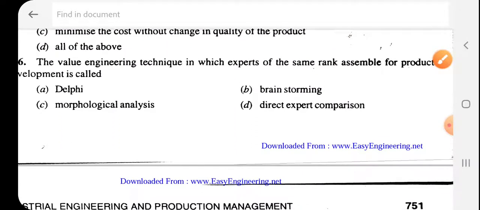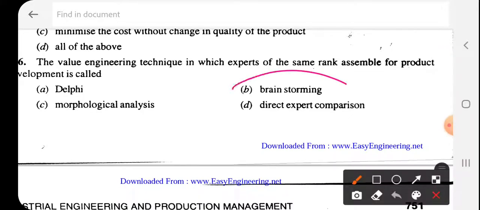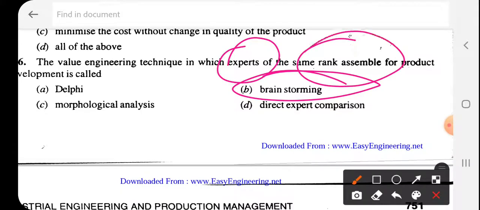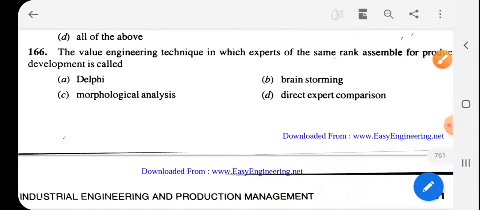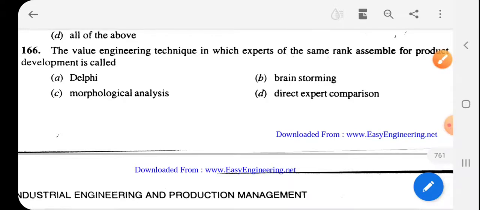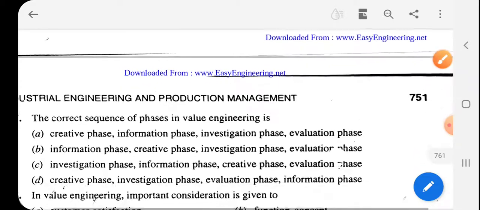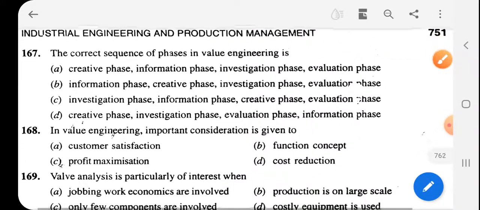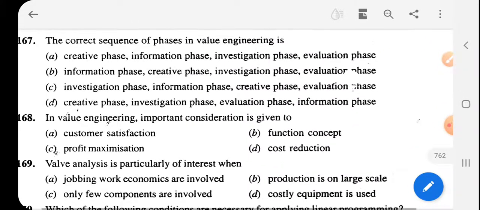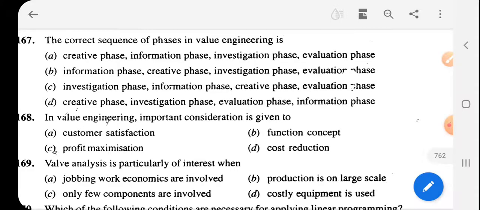The value engineering technique in which experts of the same rank assemble for product development is called, 166 is B, brainstorming. So here experts of the same rank come together for product development. Brainstorming means they share their ideas and thoughts and develop the product. Then they reach one conclusion from all those ideas and thoughts.